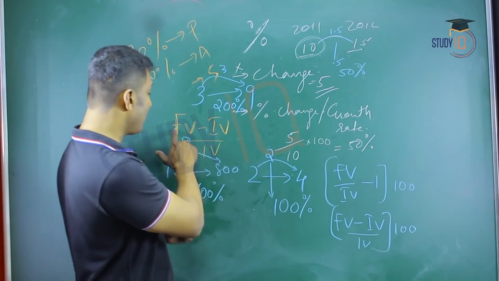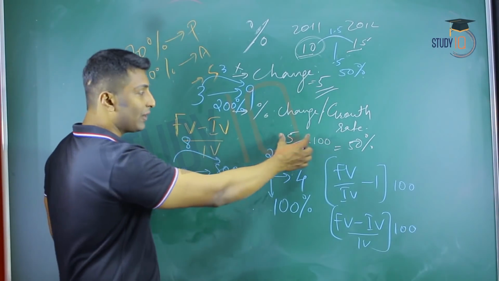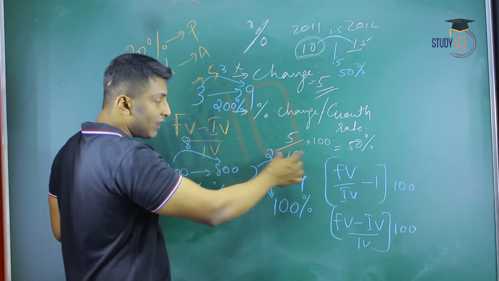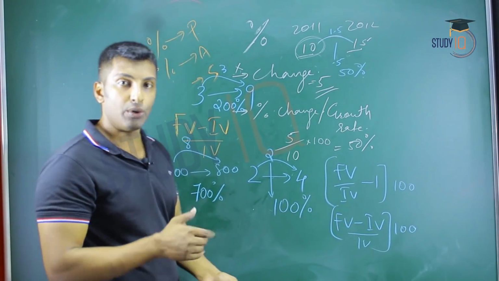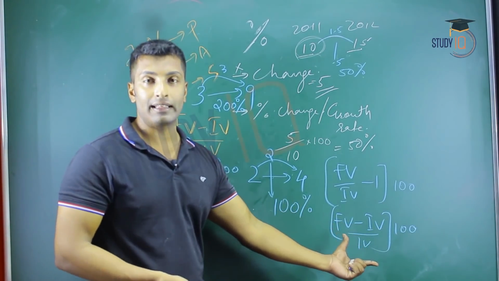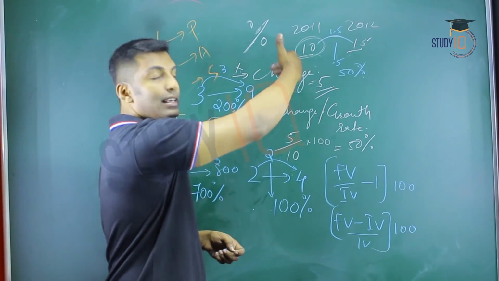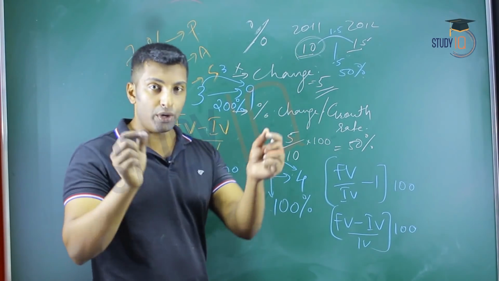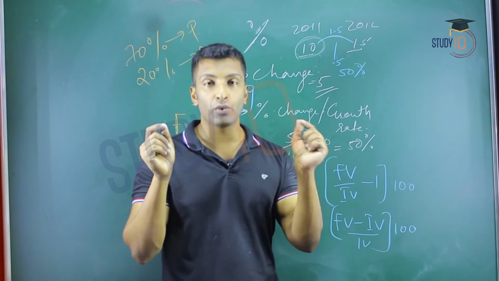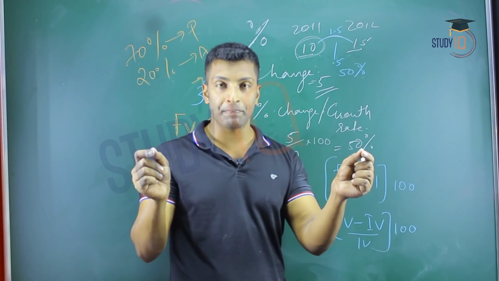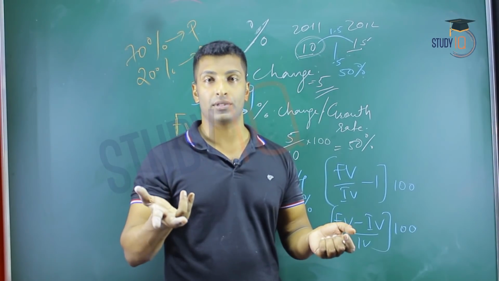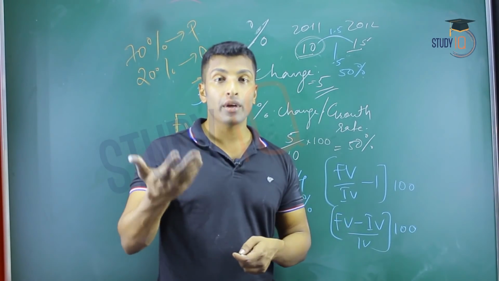This is final value minus initial value, that is what this 5, divided by initial value, that is what this 10, into 100, and that's what exactly you're doing. So rather than remembering a formula like this, you can just do it by seeing the factor of multiplication. So if you need to find the percentage change between two numbers, just get the factor of multiplication between those two numbers, minus 1, add two zeros. That is what you need to remember from now onwards.